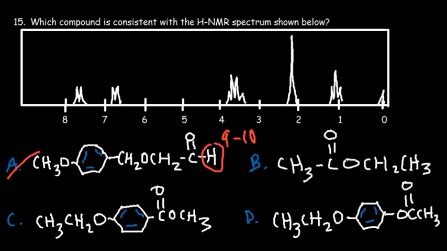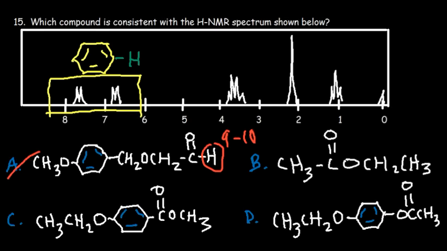Now, the next thing that we can focus on is the signals around 6.5 to 8.5. If you see signals in this region, those are the hydrogens on the benzene ring. So the fact that we have those signals means that there should be a benzene ring, so we can eliminate answer choice B.